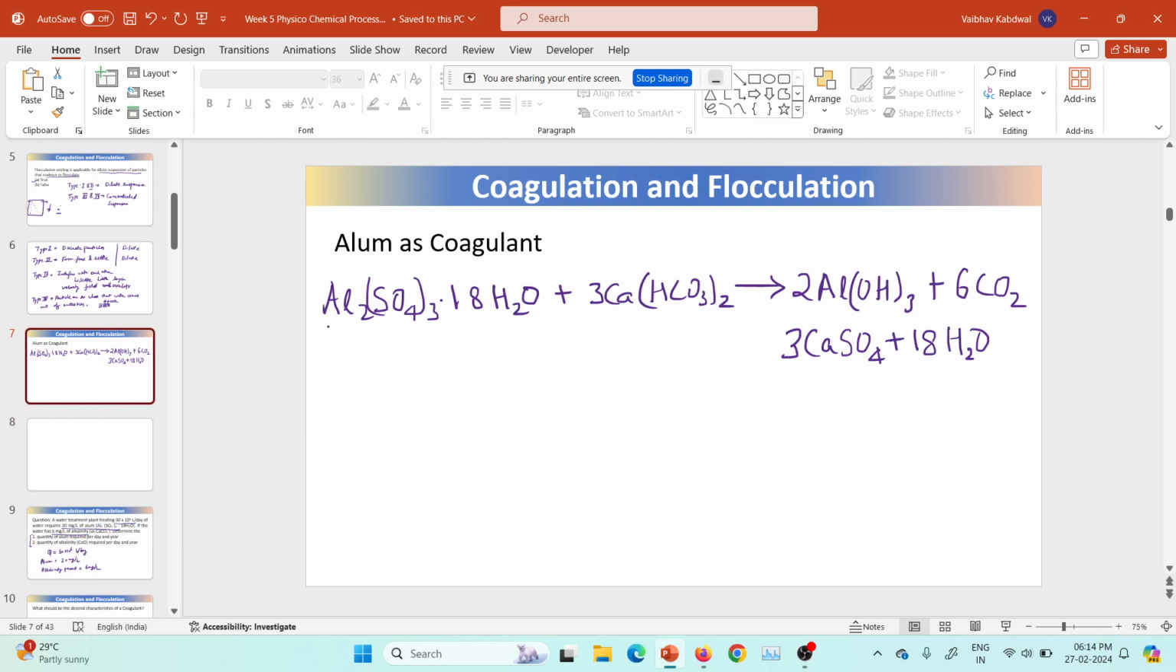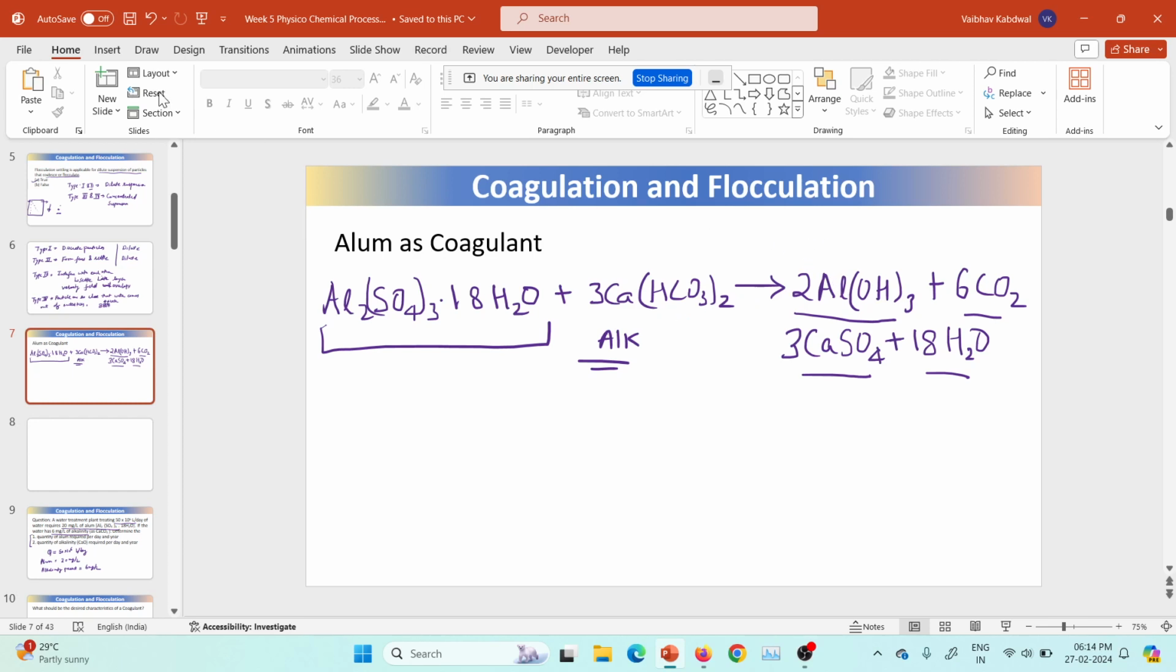So this is alum, this is the formula of alum. Alum reacts with alkalinity and it forms this AlOH3. This is the precipitate, and it forms carbon dioxide, CaSO4. This is actually permanent hardness, and water molecules. So we can say alum reacts with alkalinity and produces this permanent hardness, CO2 gas, and aluminum hydroxide precipitate.